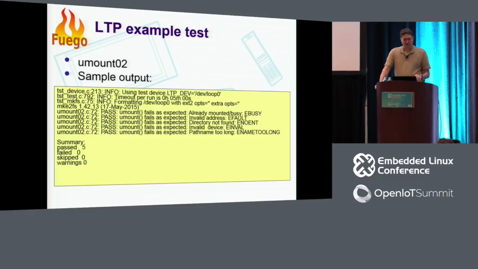The slides will be online so you can go look at it, but this is from the UMount02 test. This is what the output looks like. You can see that most of these lines are information lines as the test does test setup, and then these are the actual lines indicating the specific tests that it checked for: already mounted or invalid address, directory not found. And then it has a summary of the test down here.